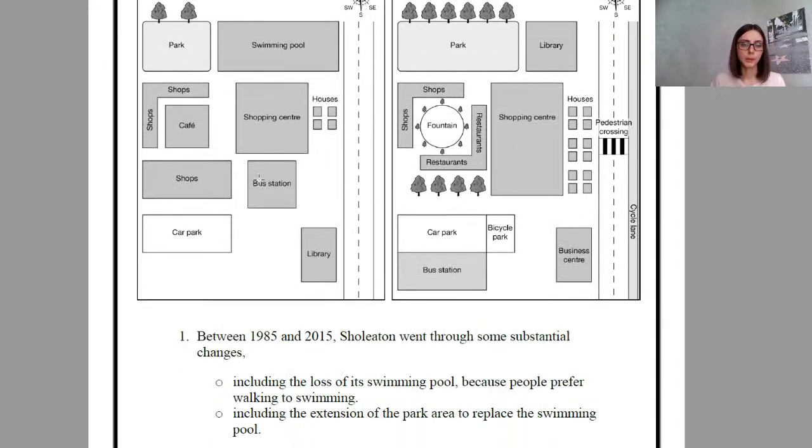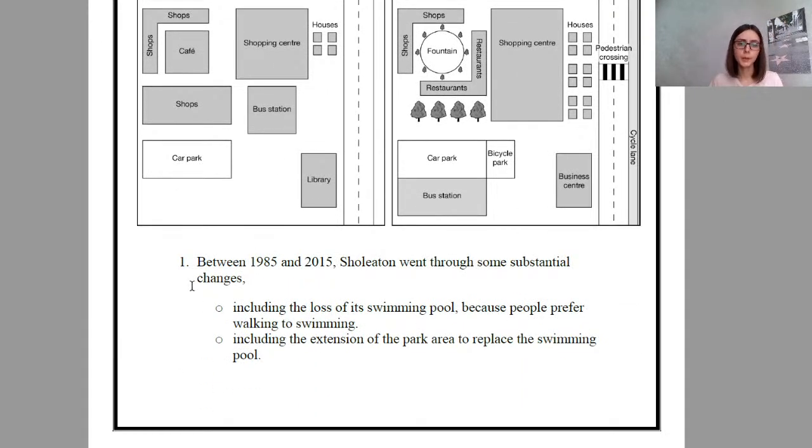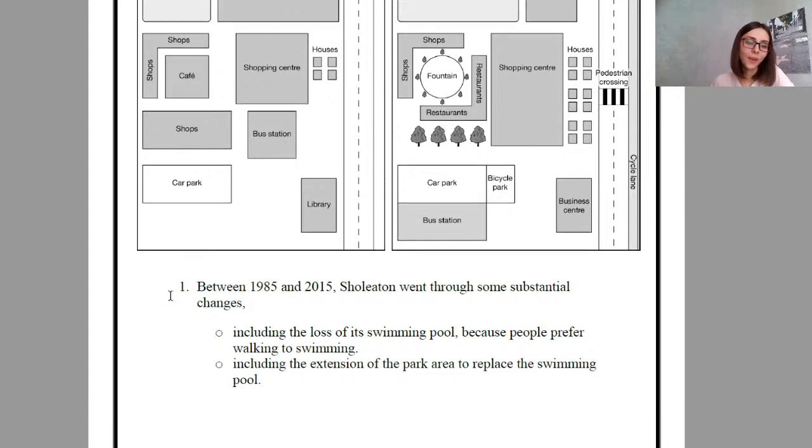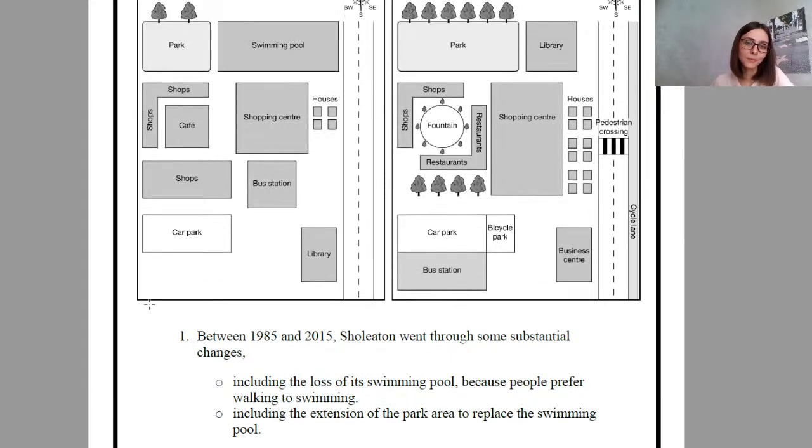So let's practice this. So sentence number 1. Between 1985 and 2015, Charlottetown went through some substantial changes. And we have two options, including the loss of its swimming pool because people prefer walking to swimming, or including the extension of the park area to replace the swimming pool. So what do you choose? Option 1 or option 2?